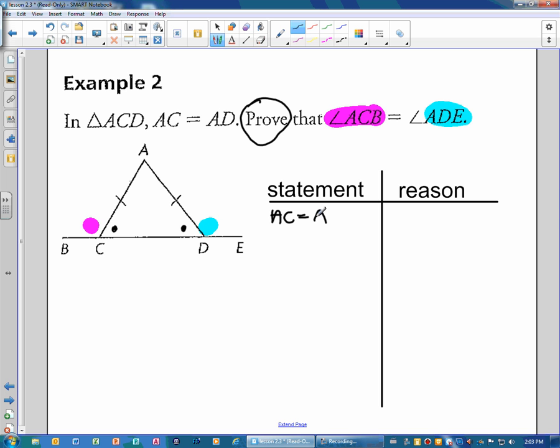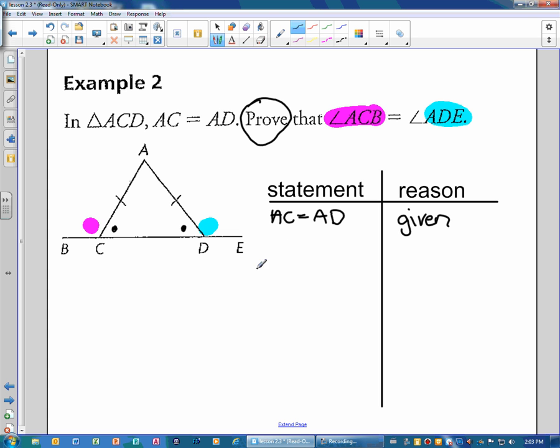So let's back up and say, first statement is that AC is equal to AD because we're going to use that, so I want to put it in my proof. Okay, AC is equal to AD. How do we know? They gave it to us. It was given. It's the very first thing they told us. Okay, so AC is equal to AD. It was given in the example.